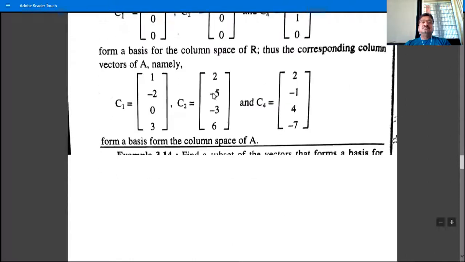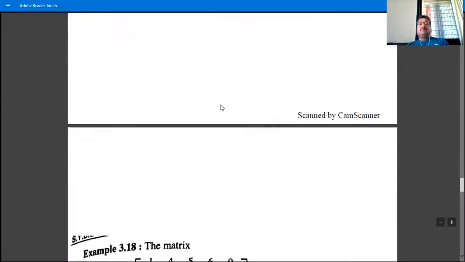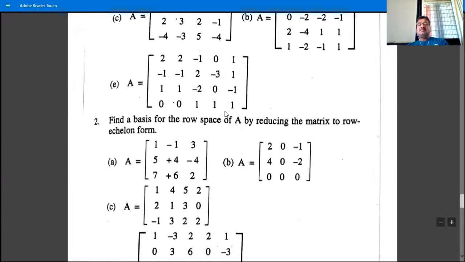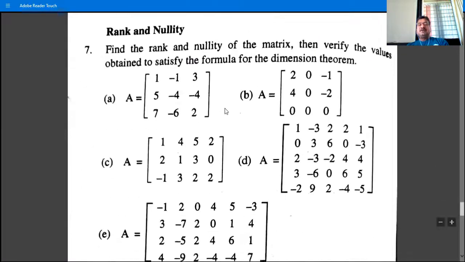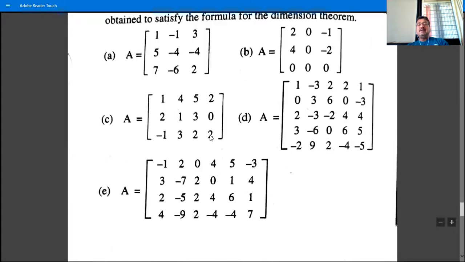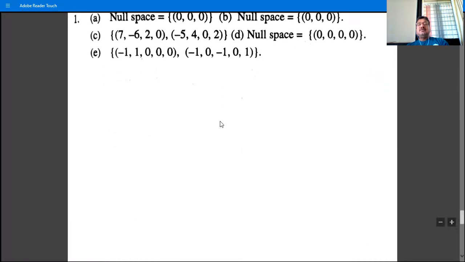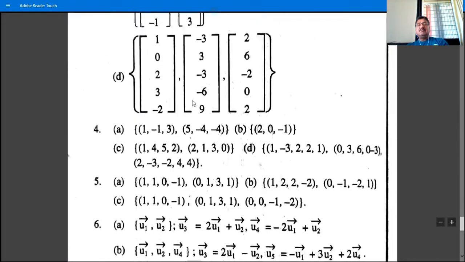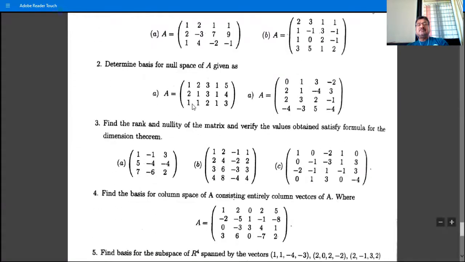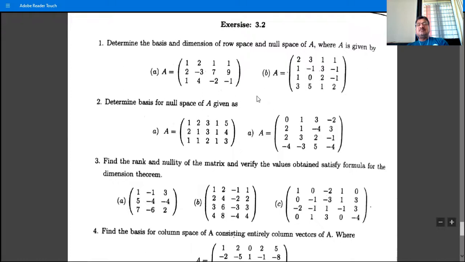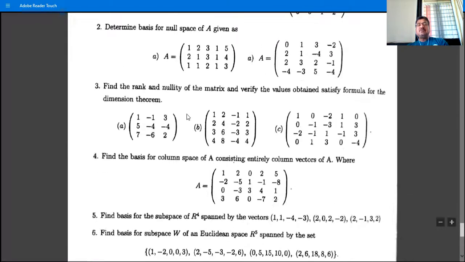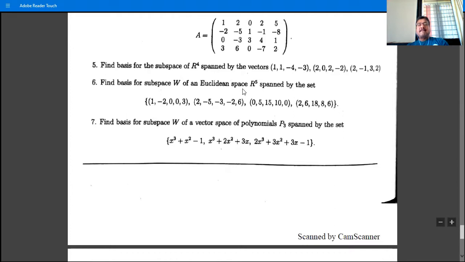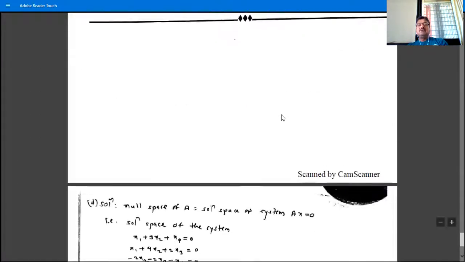So these are some examples for homework. The answers of some examples are given. So solve all these examples. We have to find the rank and nullity of these matrices. This is also another example: find the row space, null space, basis and dimension of the row space and null space. For the space spanned by these vectors, we have to form the matrix whose rows are these vectors. So solve all these examples; solutions are given.